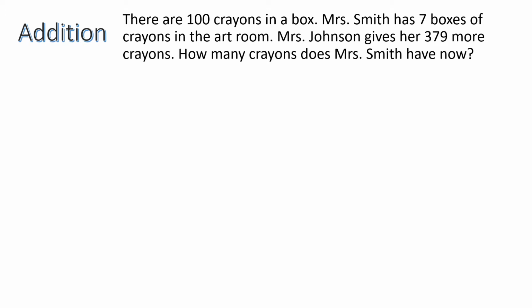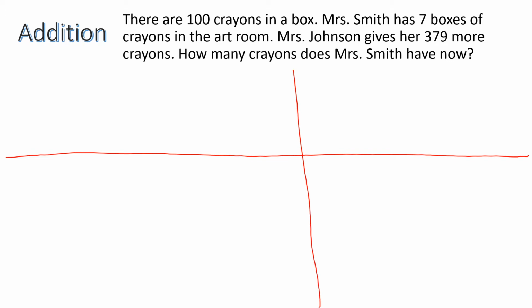Smith have now? So I'm going to set up my page and sketch out what I am picturing. I am picturing that in one box is 100 crayons, right? A C for crayons. I'm also picturing that she has 7 boxes, so 7 boxes of crayons. And then Mrs. Johnson gives her 379 more crayons from Mrs. Johnson. Okay, now I'm going to reread it and think about what the problem is asking.